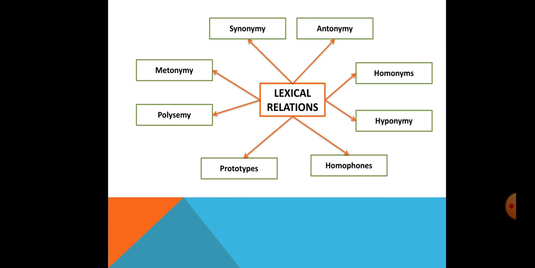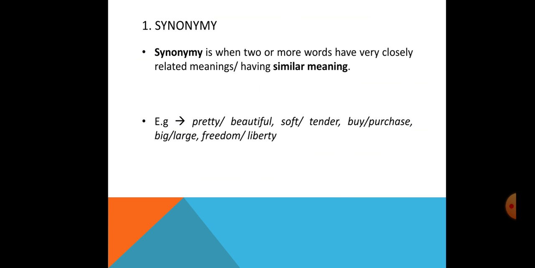I believe you already know what a synonym and antonym are. So synonym is when two or more words have very closely related meaning or are similar in meaning. For example, pretty and beautiful, soft and tender, buy and purchase, big and large, freedom and liberty. This is what we call synonym, that two or more words have similar meaning.